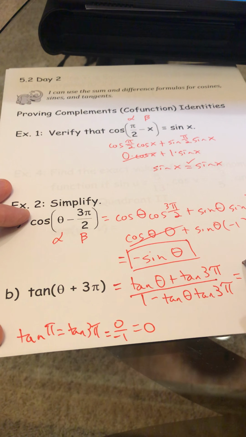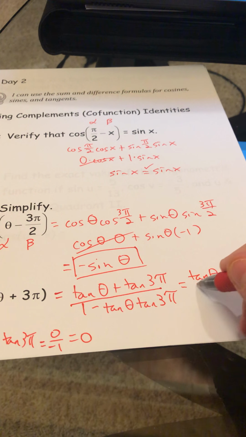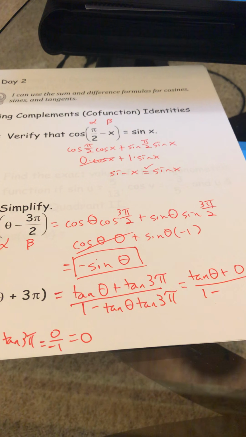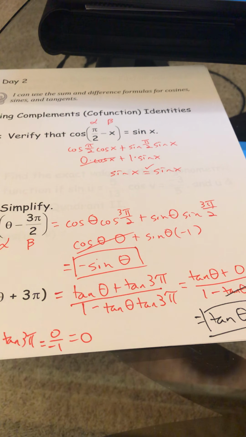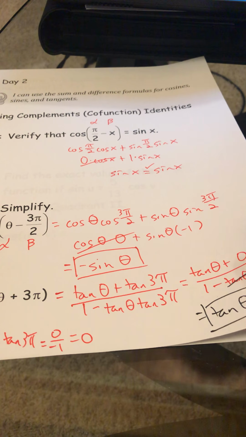So when we now plug in, you have tangent theta plus the tangent of 3 pi is 0 over 1 minus tangent theta times 0. Now again, this works out real nicely. That cancels, and all we're left with, tangent of theta plus 0 is tangent theta over 1, simply leaves us with tangent theta. So you can see that once you get the hang of how these difference and sum formulas work out, they often work out to fairly nice, neat answers.